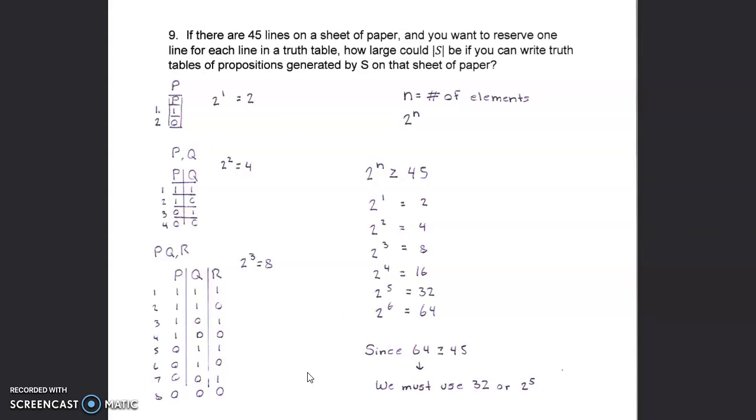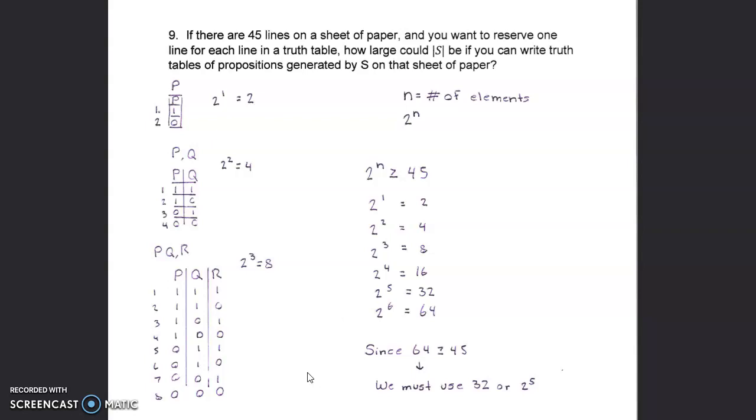Okay, so there's one thing we need to know about truth tables first. If we look at a truth table of just P, we have two rows, one where P is true or 1 and one where P is 0 or false. So we can dictate that by an equation of 2 to the first power, which is equal to 2, since there are two rows.